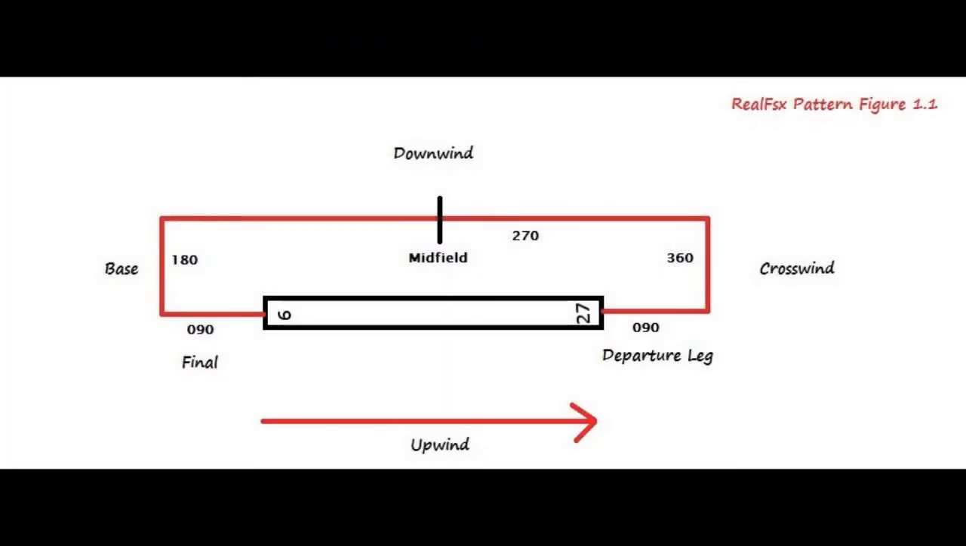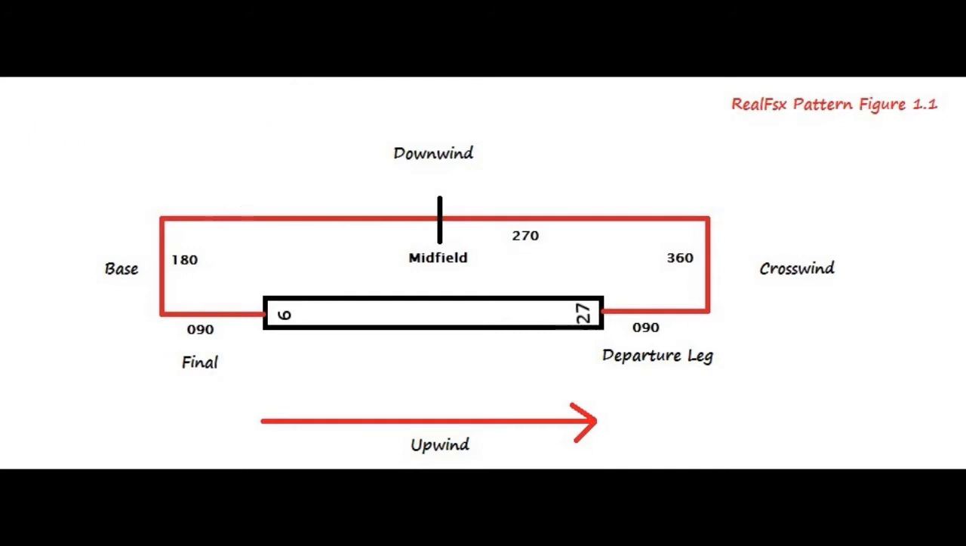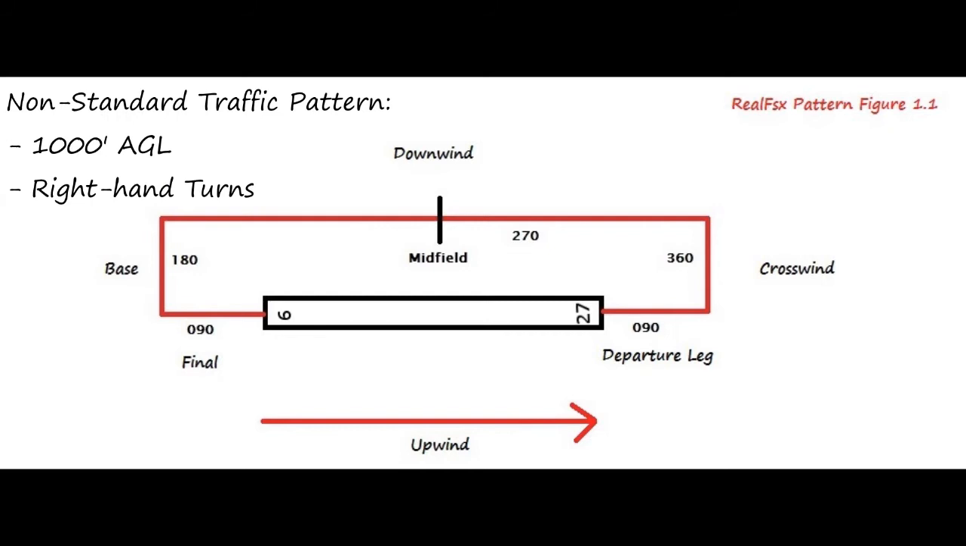We're currently taking a look at a pattern diagram. When you fly in the traffic pattern, you'll be making a series of 90-degree turns within a mile of the runway. A standard traffic pattern is flown at 1,000 feet AGL, or above ground level, and with left-hand turns. A non-standard traffic pattern is also flown at 1,000 feet AGL, but instead has right-hand turns.